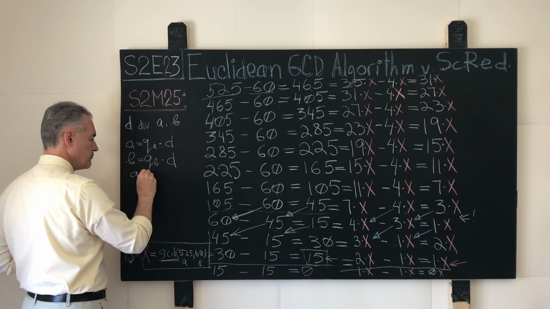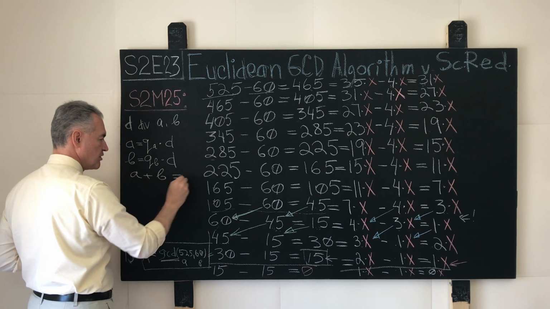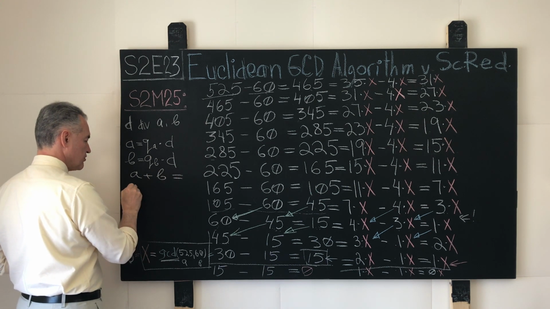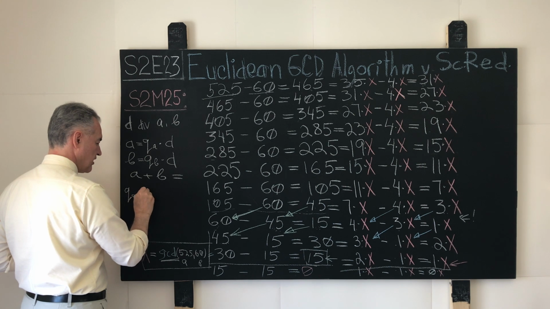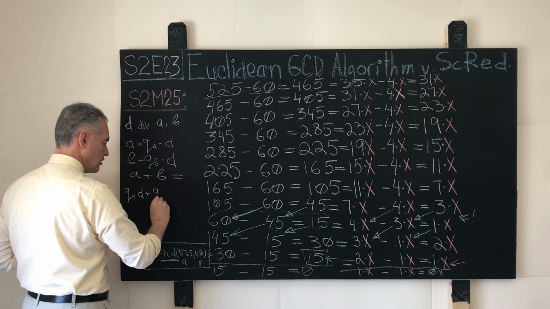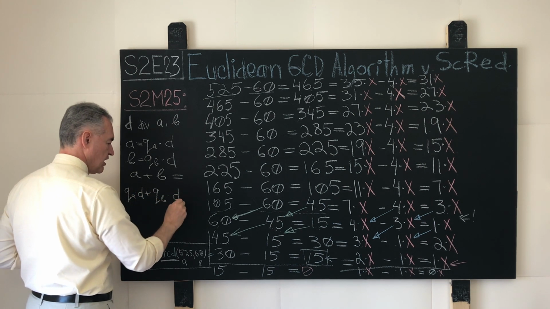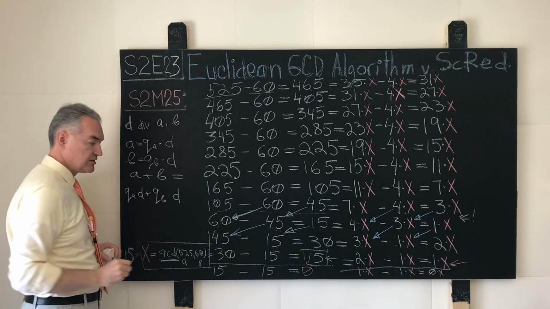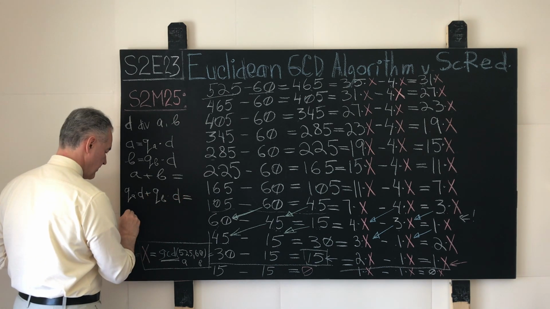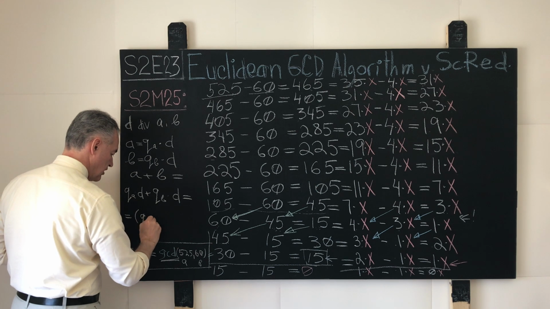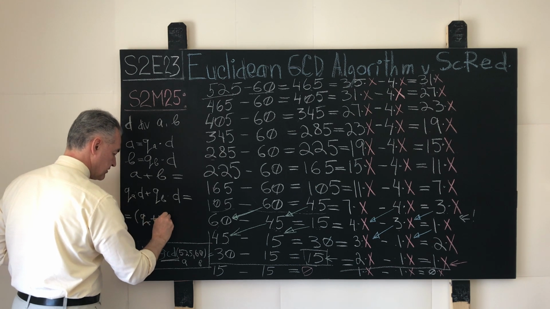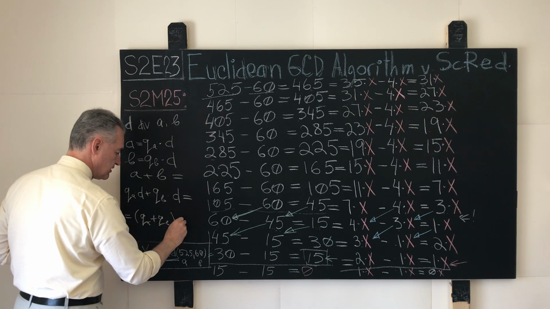Well, then the sum a plus b will be represented which way? It will be represented as quotient a times d plus quotient b times d. The d factor is one and the same. We can factor it out and we get (qa plus qb) times d.